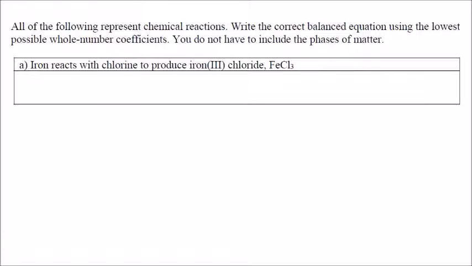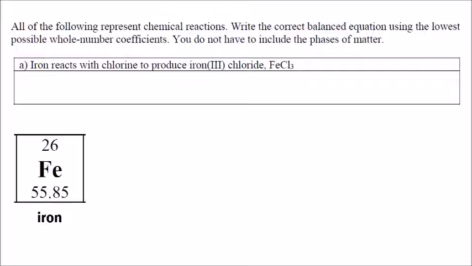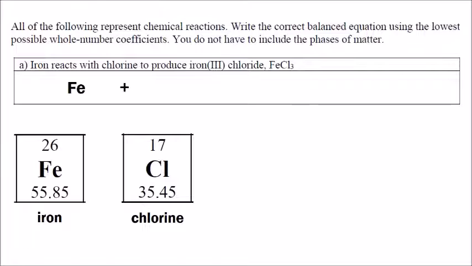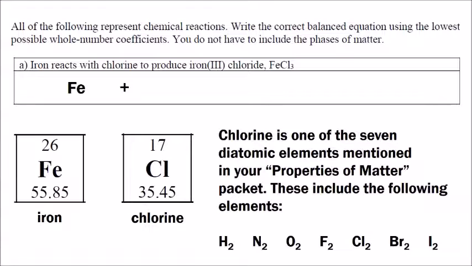In our first reaction, iron, which has the symbol Fe, reacts with chlorine, which has the symbol Cl. But remember, there are 7 diatomic elements that were mentioned in your properties of matter packet. These include hydrogen, nitrogen, oxygen, fluorine, chlorine, bromine, and iodine. So we represent chlorine as a diatomic element, and it produces iron 3 chloride, which has the formula FeCl3.